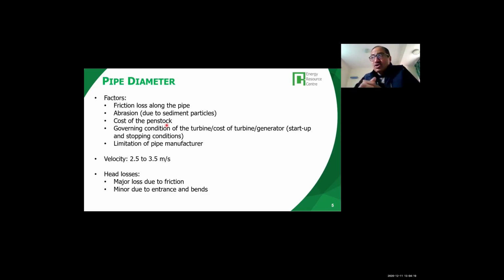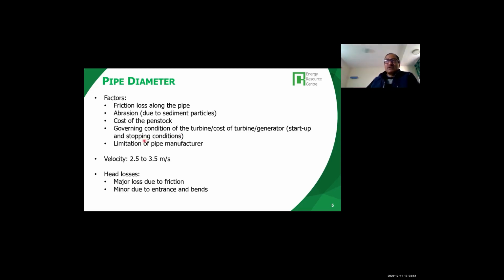You want to optimize the cost, and also you want to make sure that, given the turbine and generator startup and stopping conditions, the surge that will be generated can be handled. You want to make sure that these pipes are able to handle that. And of course, in some locations, the type of pipe you want may not be available. So you also have to look at the local manufacturing capacity.